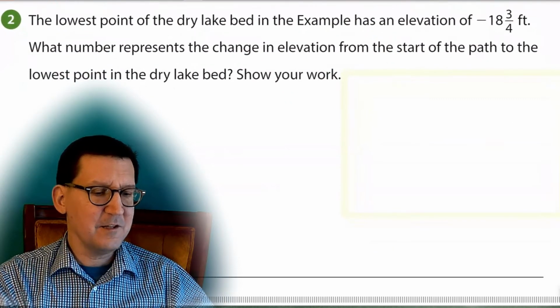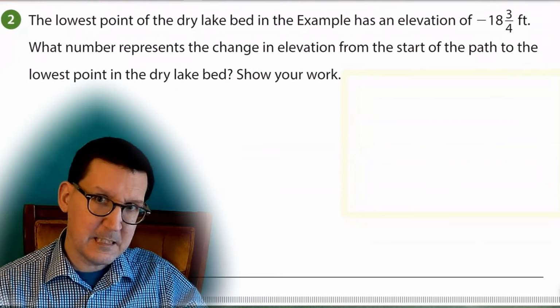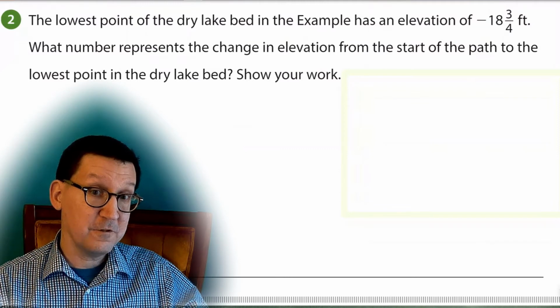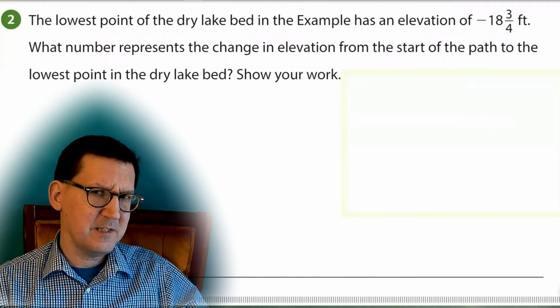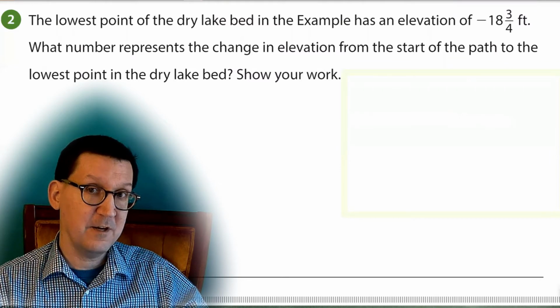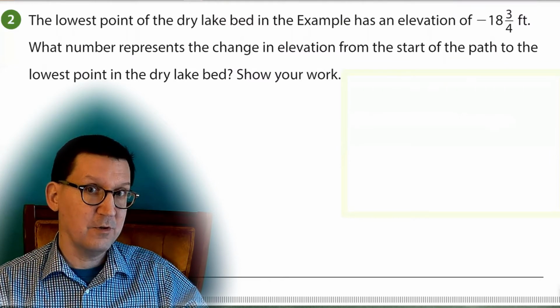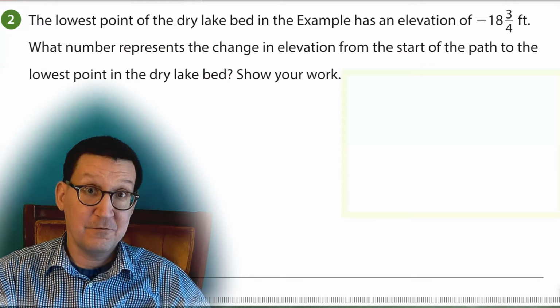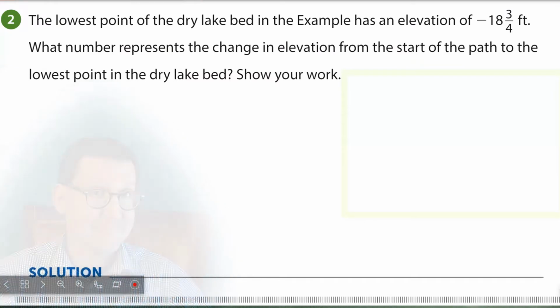All right, same idea. The lowest point in that dry lake bed in the example we just looked at has an elevation of negative 18 and 3/4 feet. What number represents that change in elevation from the start of the path to the lowest point in the dry lake bed? And show your work. So I'll let you do this one. So try it, see what you can do. We'll come back in a second.